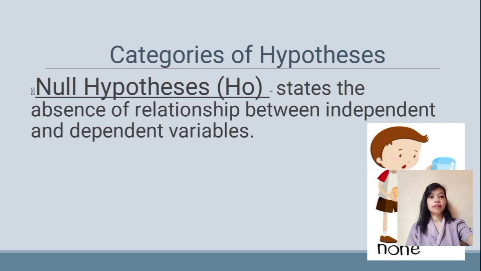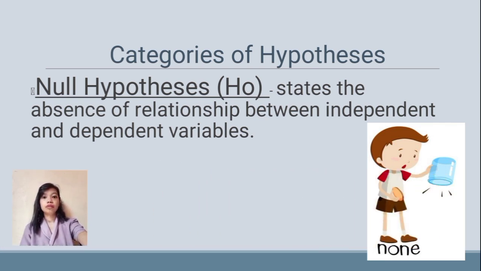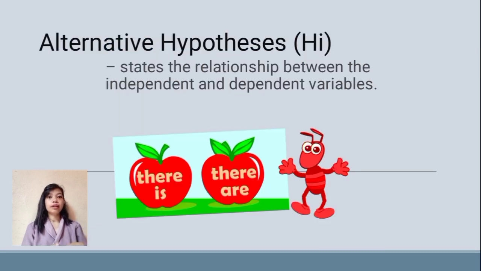So there are two categories of hypothesis. The first one is the null hypothesis, or HO, which states the absence of relationship between independent and dependent variables. So basically, there is no relationship between the two variables. While the alternative hypothesis, or HI, states that there is a relationship between independent and dependent variables, so the opposite of the null hypothesis.